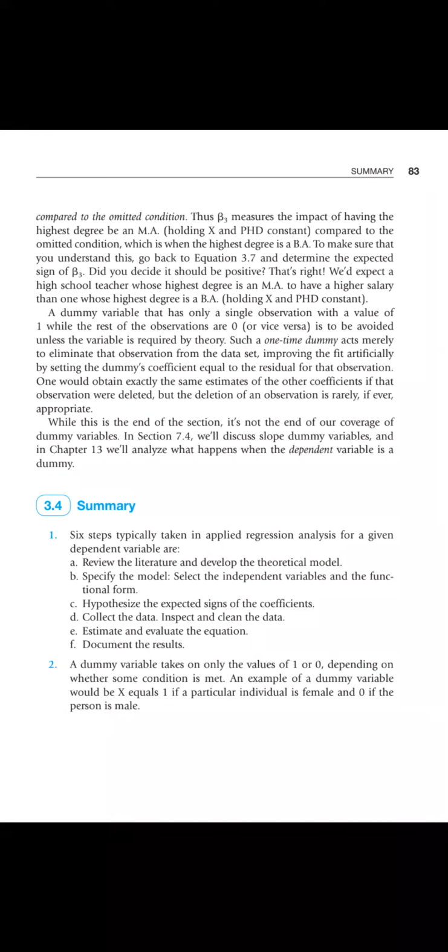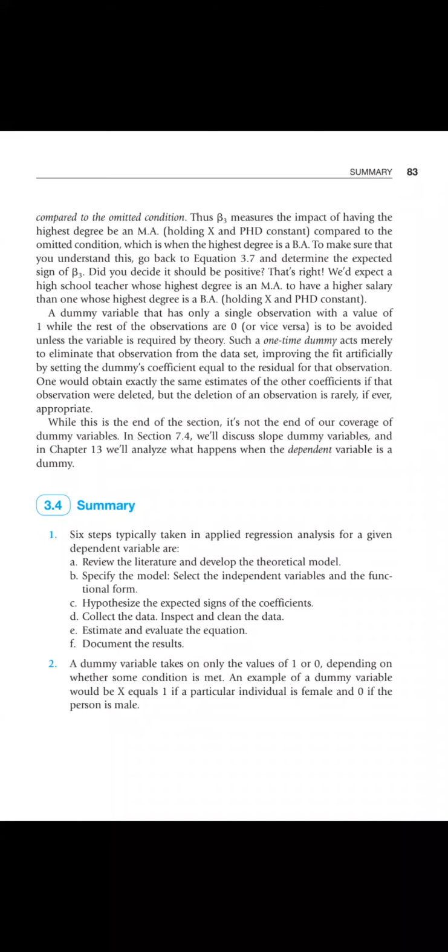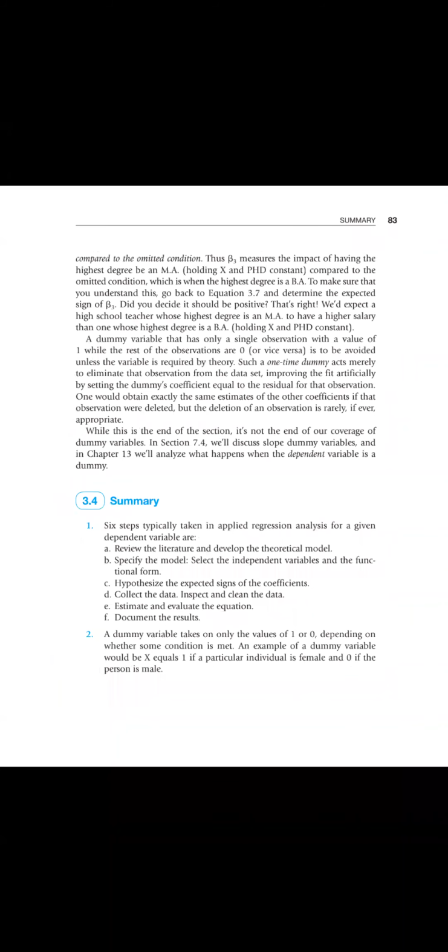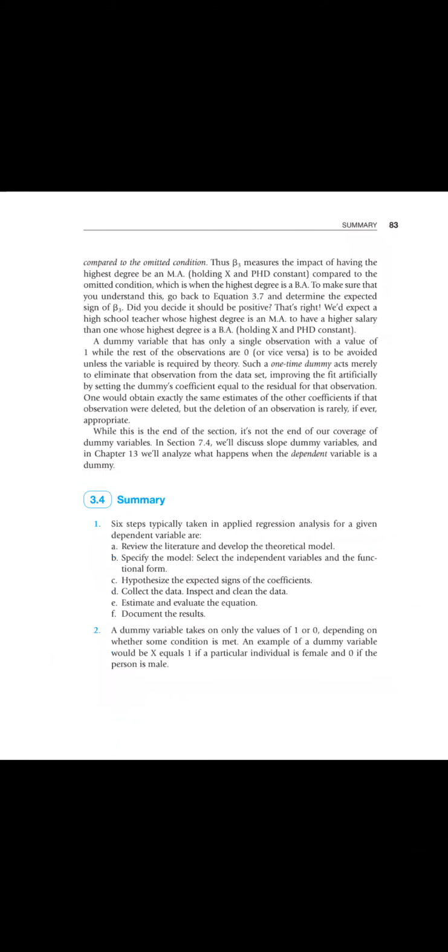So a dummy variable takes only 1 or 0, depending on whether some condition is met. For example, a dummy variable would be x is equal to 1 if a particular individual is female, 0 if an individual is male. So those are dummy variables. Obviously we are dealing with independent variables here, right? So you are talking about something that will, at the end of the day, have an effect on your y variable, the dependent variable, something that, if you are going to be using this for a prediction, will have a bearing on your prediction, right?